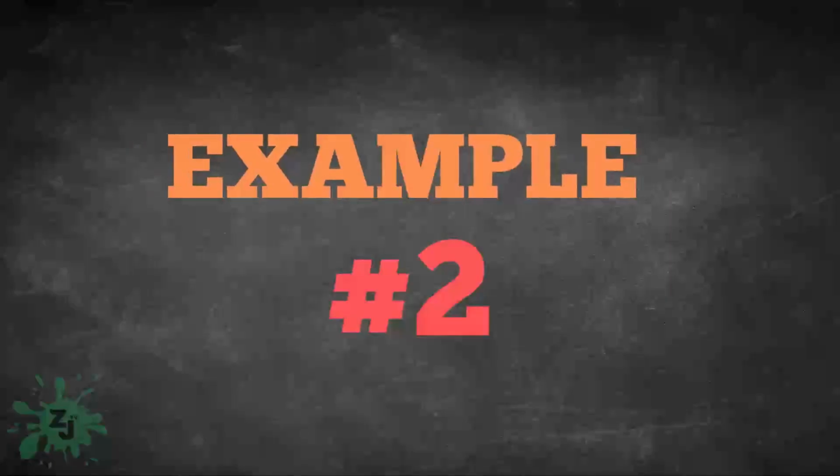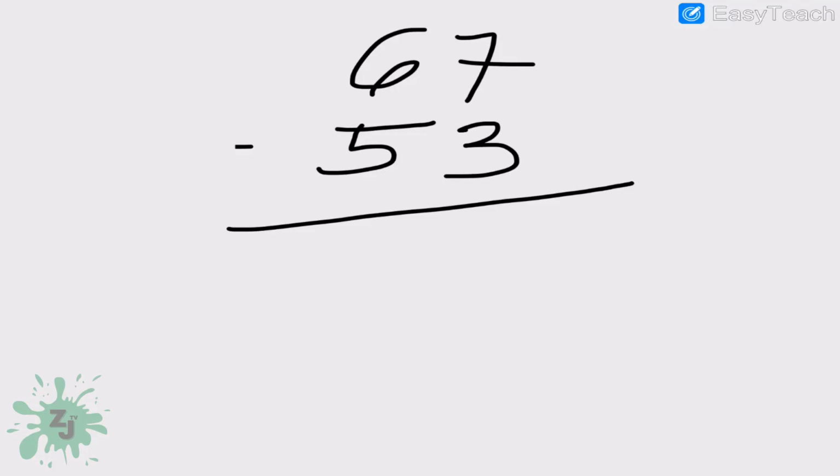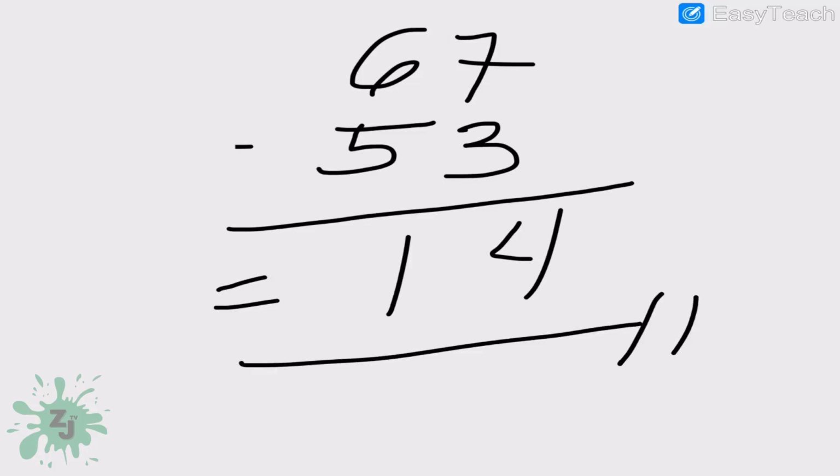Next, let's try 67 minus 53. That is 7 minus 3, that would become 4. And 6 minus 5, that is 1. That is the answer, 14.